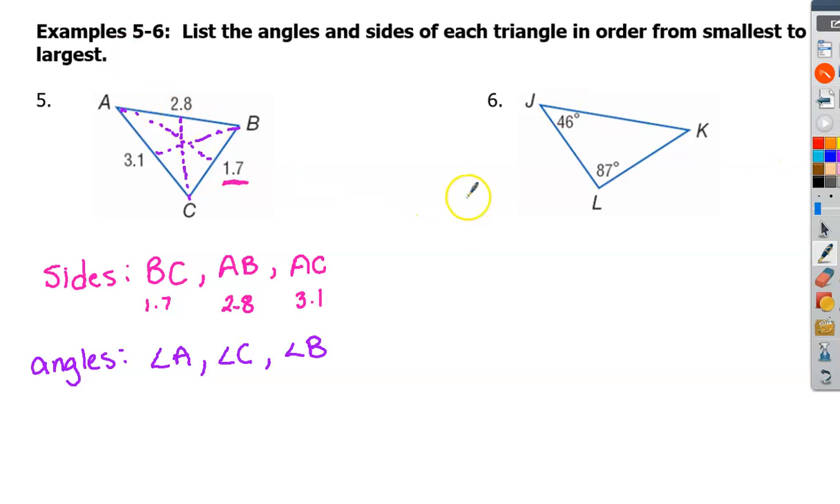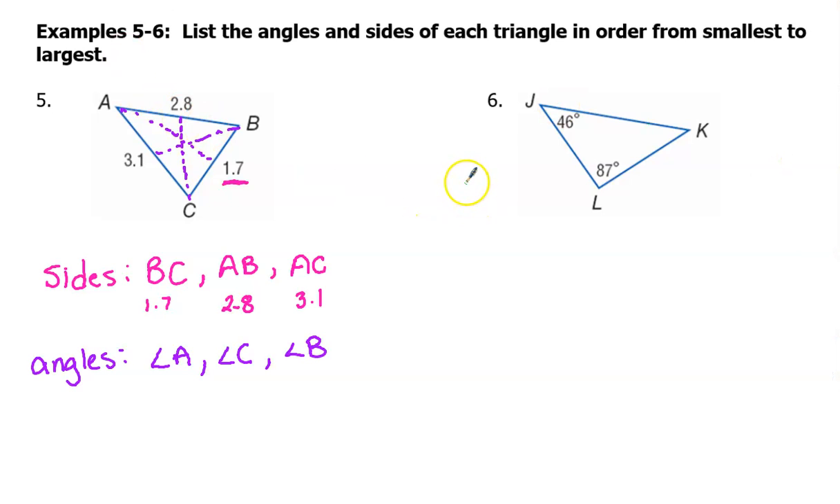Okay, number 6, this one's trickier. It doesn't give us the measures of the sides, but this one gives us the measures of angles. So we've got 46, 87, and K, which we don't know. But we know that they all need to add up to 180 degrees. So really quick, let me plug that in my calculator to figure out the measure of angle K by doing 180 minus 87 minus 46. So angle K is 47 degrees.